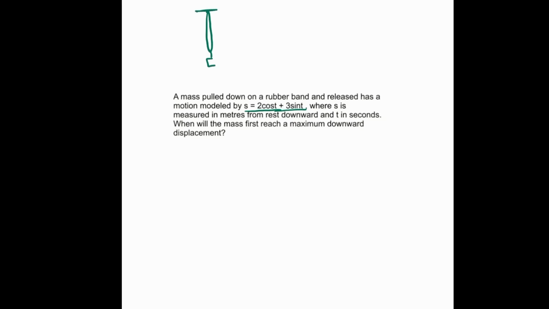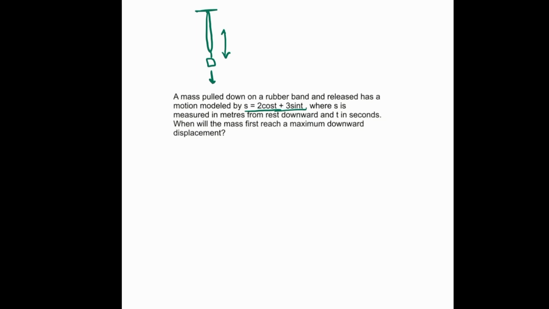Okay, let's look at another one. A mass pulled down on a rubber band and released has a motion modeled by the equation 2 cosine t plus 3 sine t. If you could imagine that motion, we've got an elastic band being held up maybe by a retort stand, and you've got a mass hanging on here. Maybe your physics teacher would have shown you this when you were doing oscillations. If I pull down on this, the elastic band is going to stretch, and this mass is going to start vibrating or oscillating up and down. So that's the motion that we're talking about.